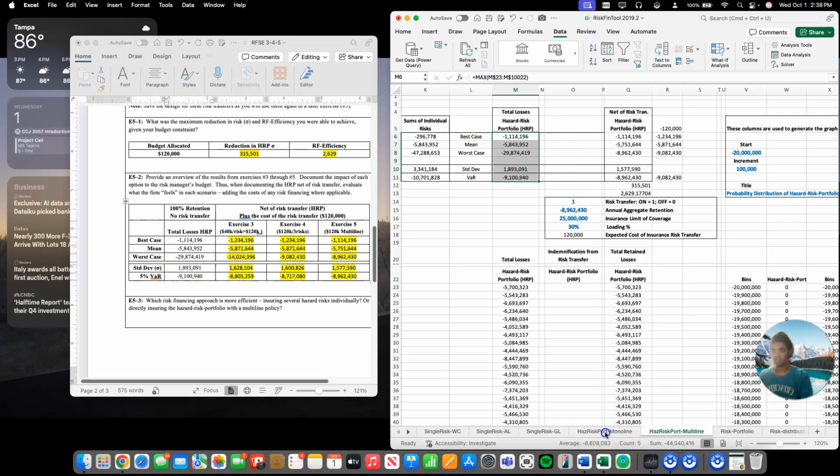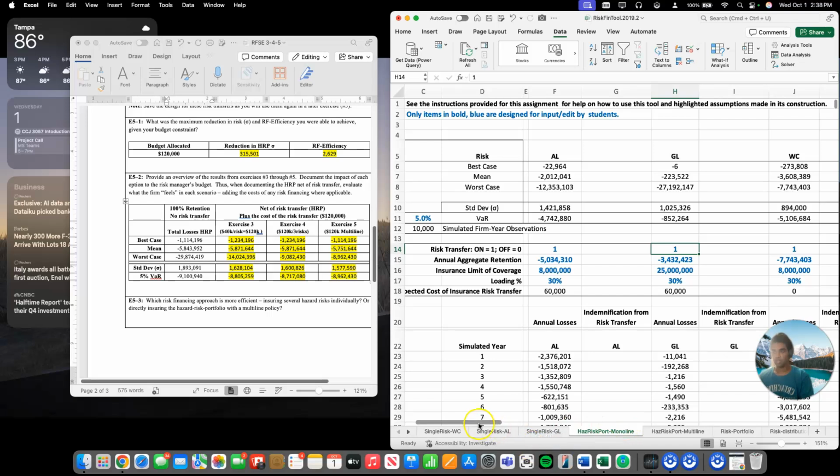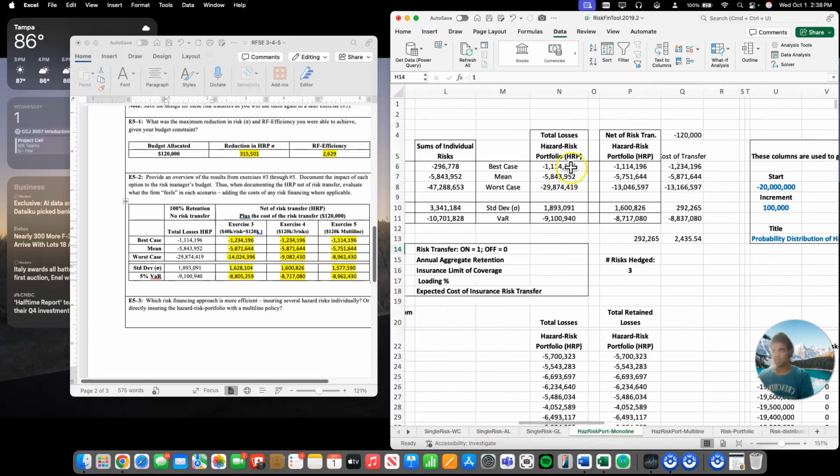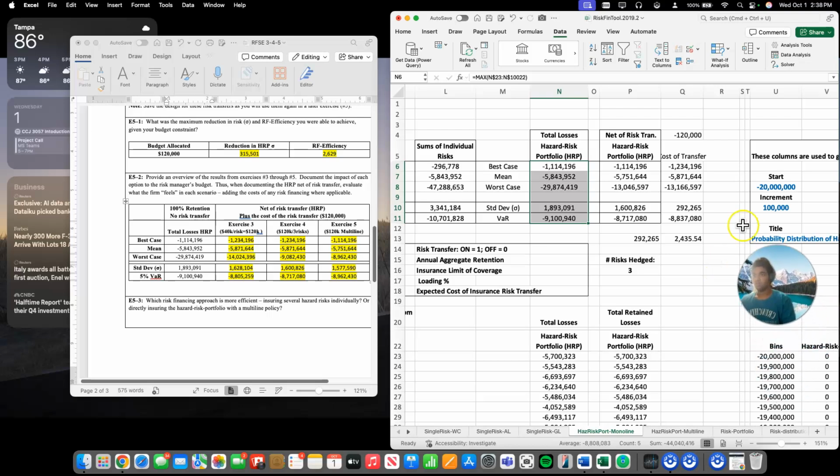And if you go to the hazard risk monoline, you could see that these numbers right here are also the exact same as these numbers here. So what you need to do for this part of the assignment is you need to take, let's take exercise 5 because we just did exercise 5.